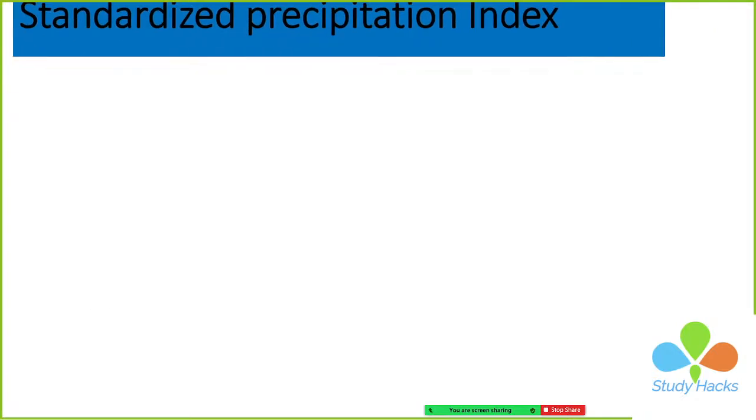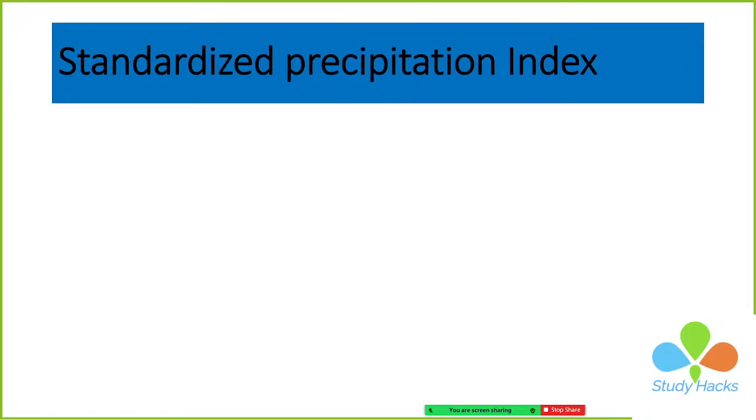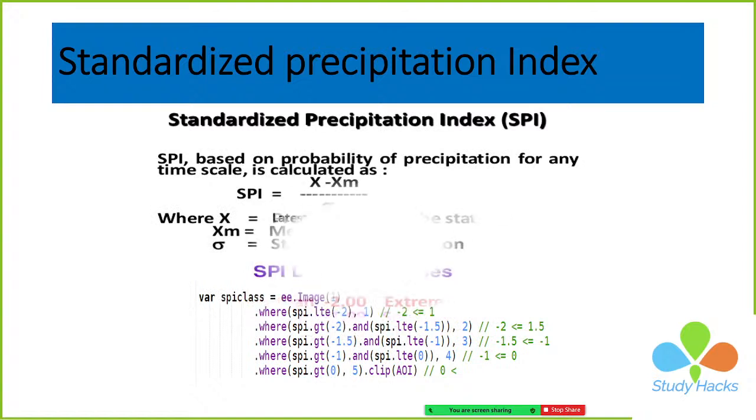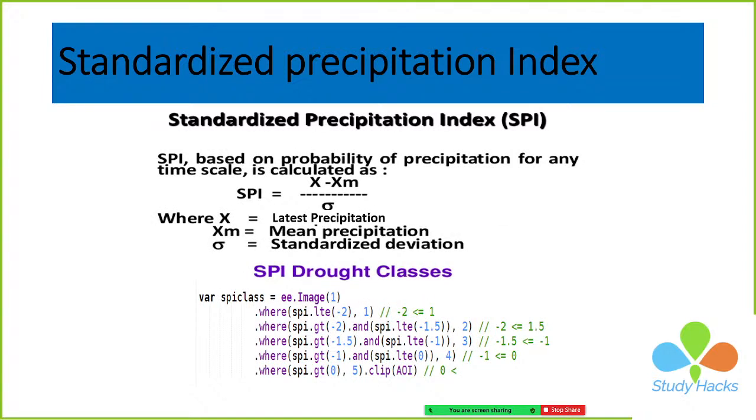Then you can also see the standard precipitation index. When you want to work with the standard precipitation index, this is our formula. SPI is based on the probability of the precipitation for any time scale, and this is the formula you can see. SPI equals the latest precipitation subtracted by the mean precipitation, divided by the standard deviation. So this is the formula for SPI.